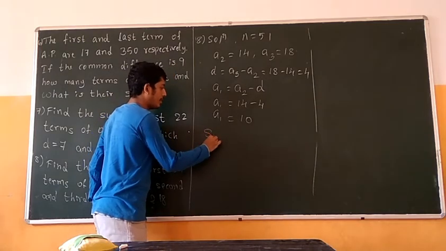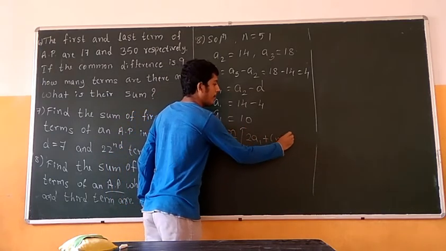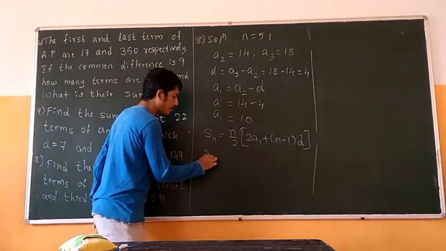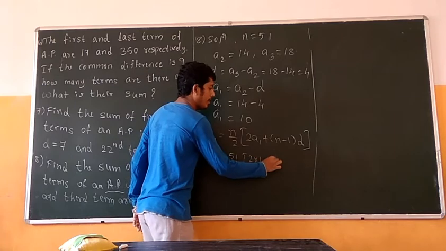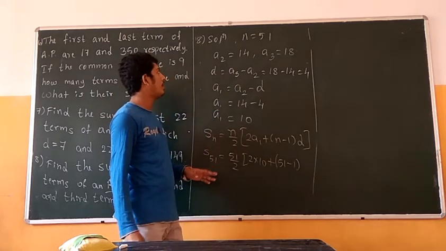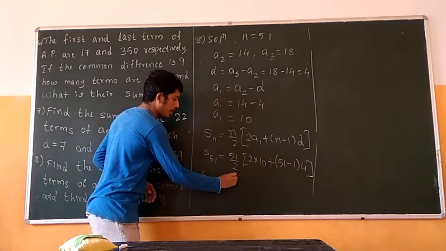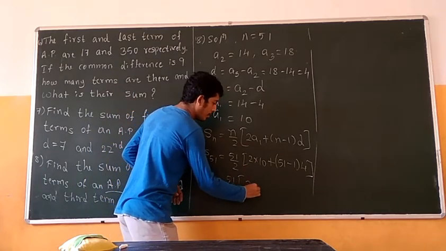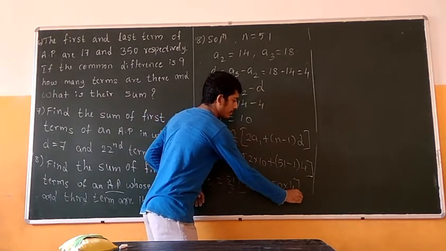I will start here. Sn is equal to n by 2 into 2a1 plus n minus 1 into d. So the n value is 51. Therefore S51 is equal to 51 by 2 into 2 times the a1 value, 10, plus n minus 1, which is 51 minus 1, into the d value, 4. So S51 is equal to 51 by 2 into 20 plus 50 into 4.